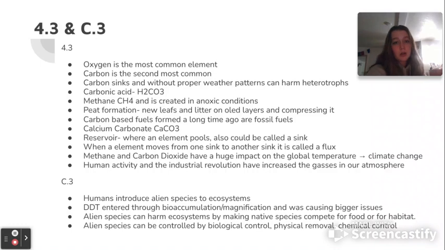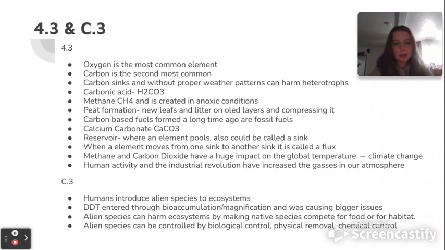Calcium carbonate is CaCO3. A reservoir is where an element pools. It could also be called a sink. When an element moves from one sink to another, it is called a flux. Methane and carbon dioxide have a huge impact on global temperature, which we know comes from the burning of fossil fuels.